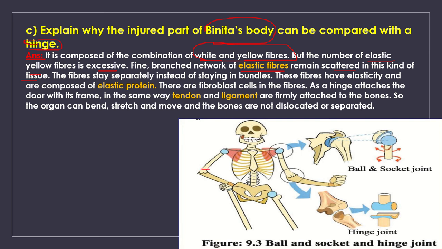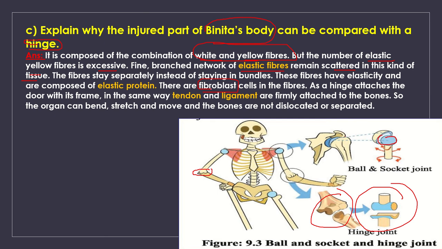If you see here, here is a bone, a bone joint. Here is a ball and socket joint. This is a ball and socket joint. This is a hinge joint. On this side, there are fibroblast cells in the fibers. What kind of cells? That is fibroblast.